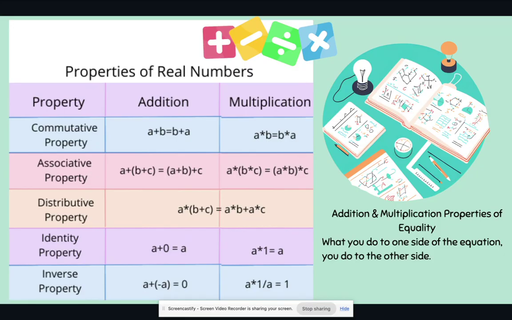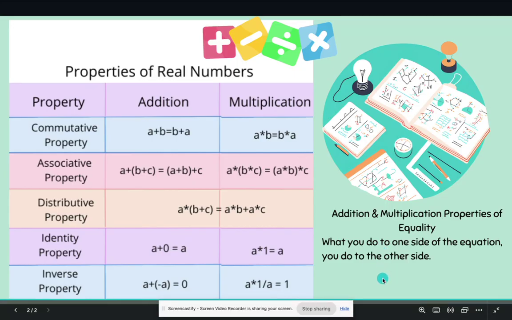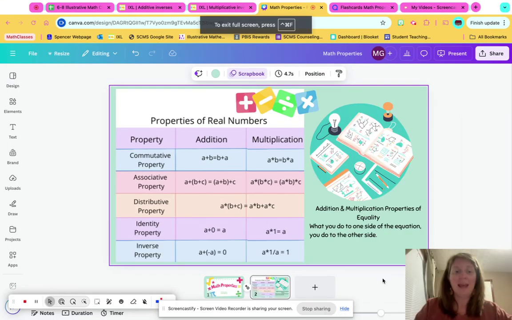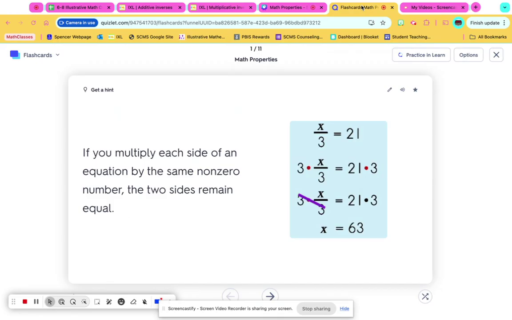So if you add to one side of the equation, you must add to the other side. If you multiply to one side of the equation, you must multiply to the other side. Same thing with division and subtraction. They do the same thing. If you divide on one side, you must divide on the other side. So hopefully this helped you. We're going to go over a couple of examples and you're going to have a chance to try it out. And then when we get into more videos, we're going to dig deeper into each one of these properties.